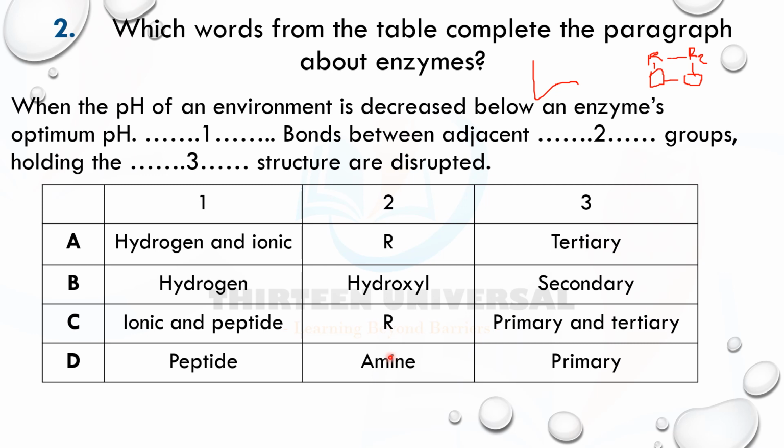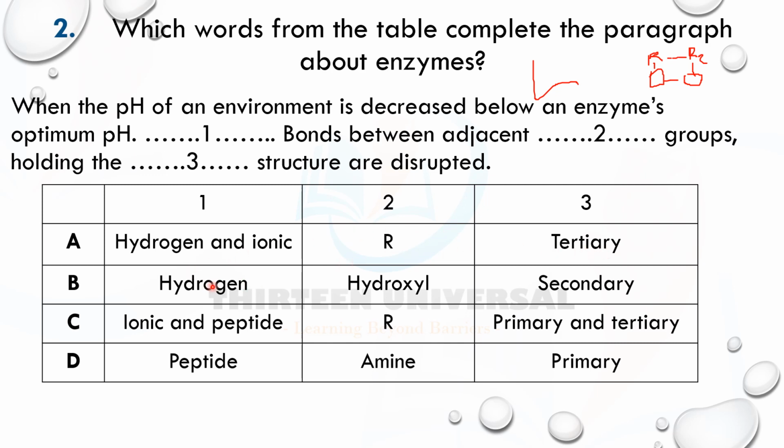So these R groups can form hydrogen bonds, or they can form ionic bonds. If there's an attraction between an ionized carboxyl group and an ionized amine group, that is an ionic bond. Between the hydrogen of an NH group and the oxygen of a CO group, that is a hydrogen bond. So if you look at the options, hydrogen and ionic, yes, it's between the R groups, the tertiary structure. So A is the answer.